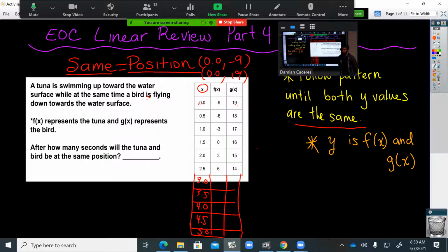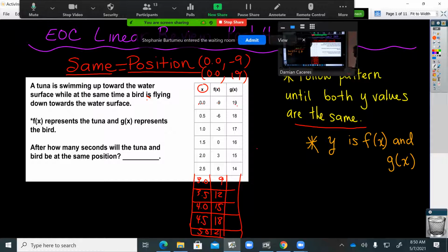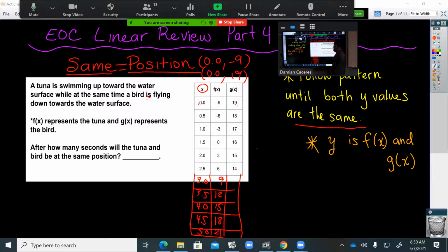Now let's do the same thing for the middle column. The middle column, like George said, is going up by 3. 0, 3, 6. What's the next number if you're going up by 3? 9, 12, 15, 18, 21. Up by 3. Easy so far? Now, on the g of x, it's going down by how much? Down by 1. So the next number is 13, 12, 11, 10, 9.